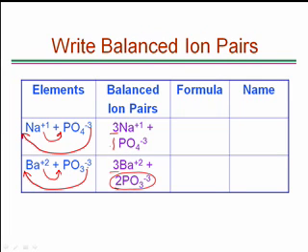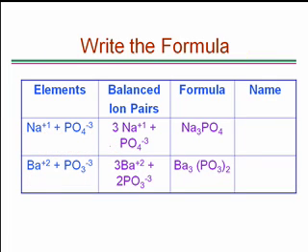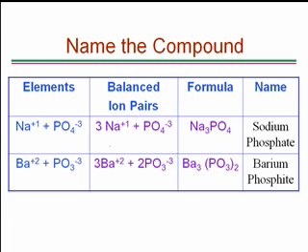So let's take a look at the formula. That's the way we write it. And finally, just like we did in the past, where we named the cation first, and then we take the anion, except the anion comes straight from that chart, so we don't need to do any work by changing the name to ide. It's already done for us. So we just take the cation, which is sodium, and the anion, which is phosphate. We take the cation barium, and the anion we use is phosphite.